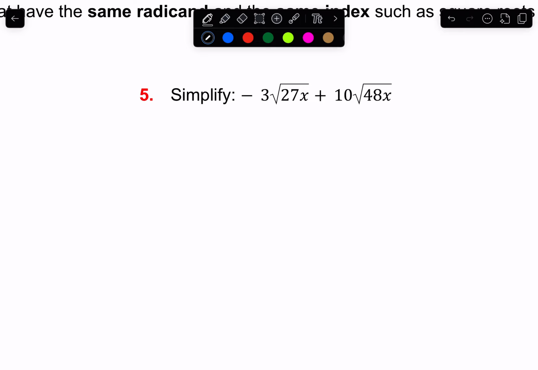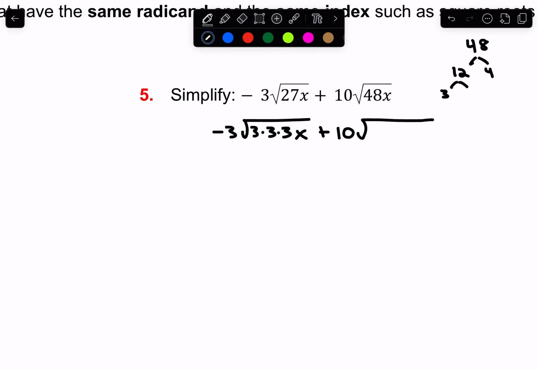So the first thing we're going to do is break down the insides. So we have negative 3 square root 27 is 3 times 3 times 3, and I still have an x. Then 10 square root 48 is 12 times 4, but that's not quite broken down enough. So let's break it down. 12 times 4, 12 is 3 times 4, 4 is 2 times 2, and this 4 is also 2 times 2. So notice up there I have 4 2's and 1 3. So 2 times 2 times 2 times 2 times 3, and I still have an x.